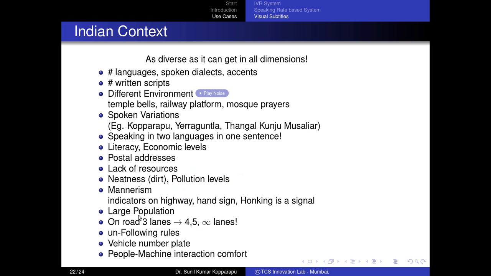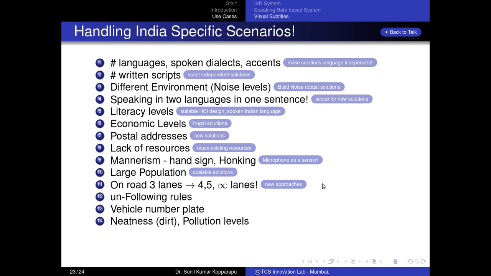And we have a certain level of discomfort when we have to speak with machines. So these are some of the idiosyncrasies associated with the Indian scenario. Are these handleable? Of course they are. For example, these are things that help you in building solutions which are robust.